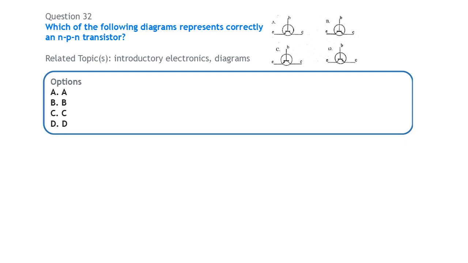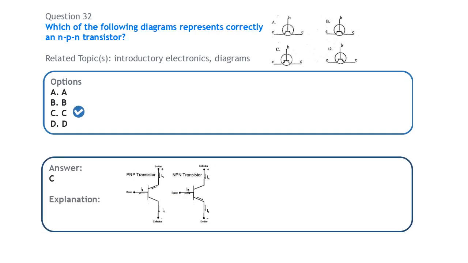Next on introductory electronics, we've given some diagrams here. Which of the following diagrams correctly represents an NPN transistor? That is diagram C here. You can see it is similar to what we have here for an NPN transistor. You can see the direction of flow is to the emitter, from the collector to the emitter, just like you have it here. This is the base, this is the collector, this is the emitter, and the direction of flow is to the emitter. So that is what we have in an NPN transistor.